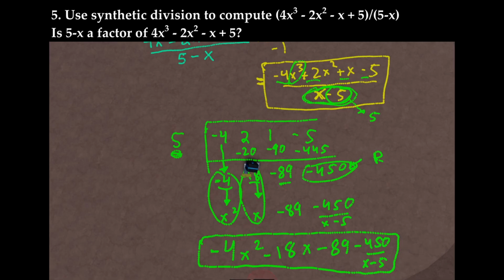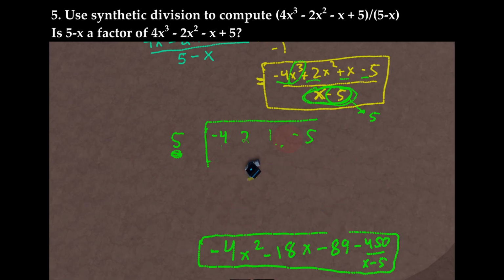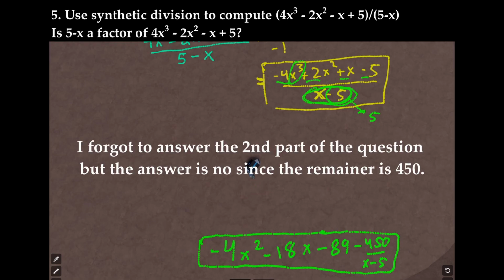And that is the answer to our problem. So if you do 4x cubed minus 2x squared minus x plus 5 divided by 5 minus x, the answer you're going to get is -4x squared minus 18x minus 89 minus 450 divided by x minus 5. I think that was my 10th take on this problem, so I'm finally done.